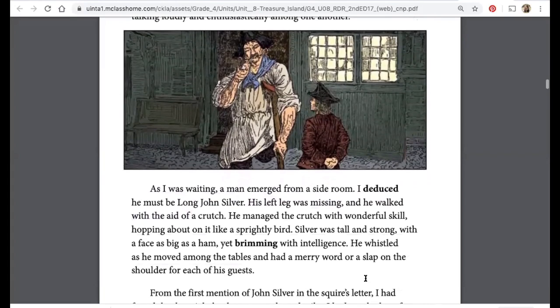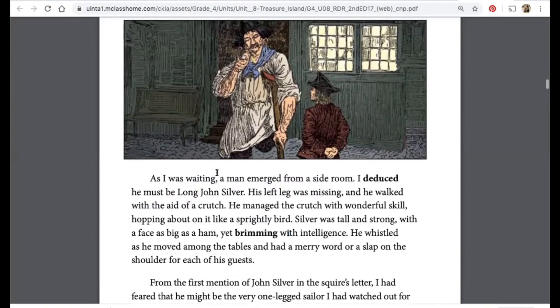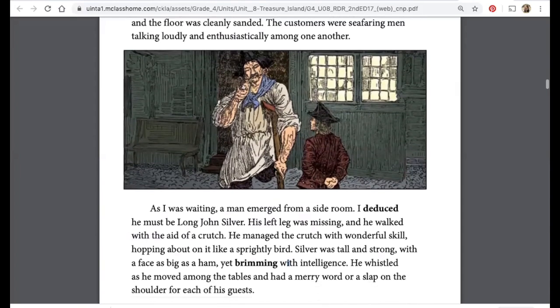He managed the crutch with wonderful skill, hopping on it like a sprightly bird, meaning just lots of energy, young. Silver, meaning Long John Silver, was tall and strong, with a face as big as a ham, yet brimming with intelligence. He whistled as he moved among the tables and had a merry word or a slap on the shoulder for each of the guests, so he seems like a pretty happy guy.